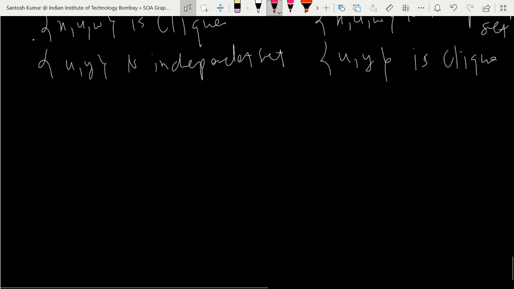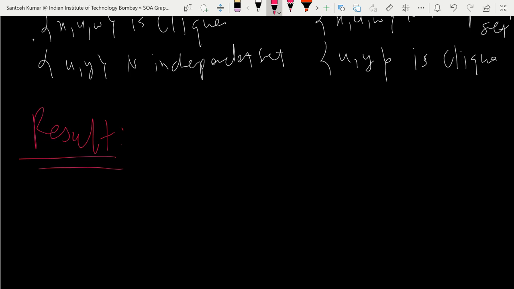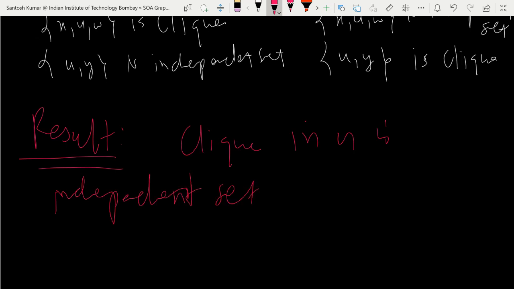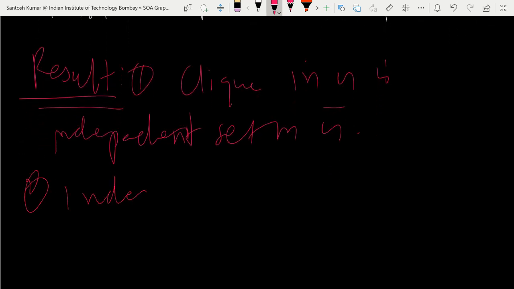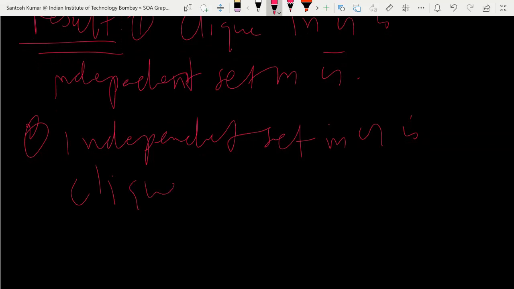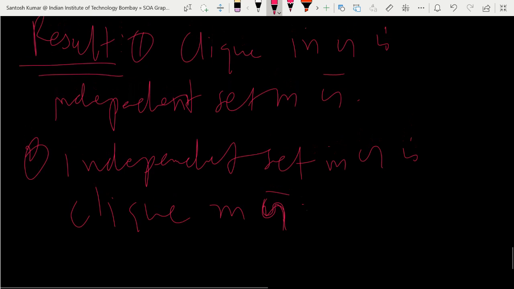So like this, you can write the result, or you can say the theorem. So simple. A clique in G is an independent set in G complement. Or the other way you can write: an independent set in G is a clique in G complement. I think you all know this already.